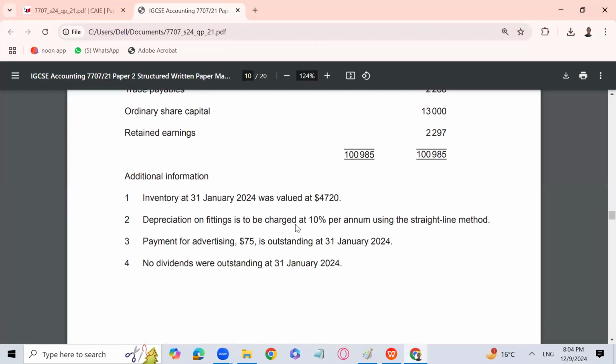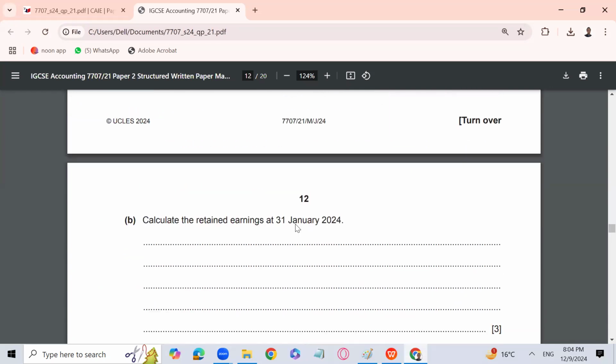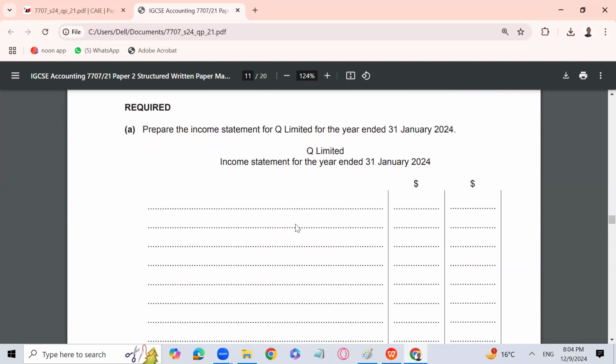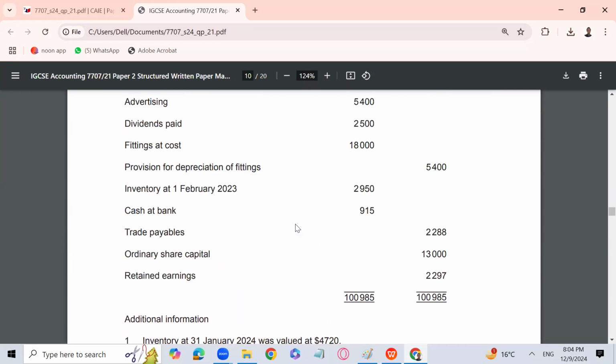Next part is basically you need to find the retained earnings, income statement and retained earnings at the end of the year. If you want to prepare the whole statement of changes in equity, now you can do that also. It's not a big deal because you will write the balance first, like ordinary share capital, 13,000. Then general reserve, not given. Retained earnings, 2297. There is no change in ordinary share capital. So that's why the examiner has not asked us to prepare the full-fledged statement of changes in equity, because it was quite easy.